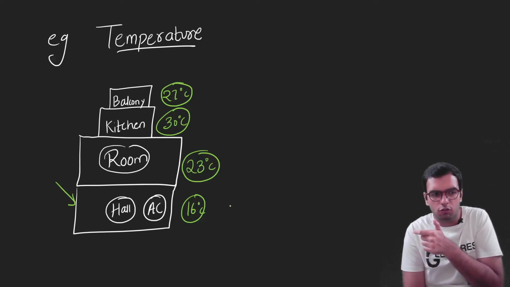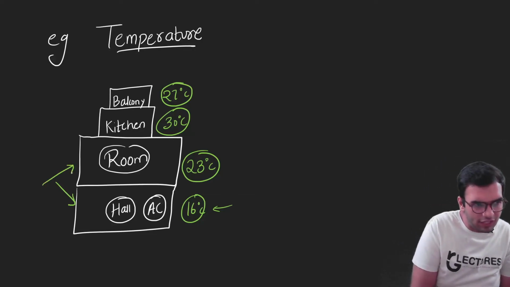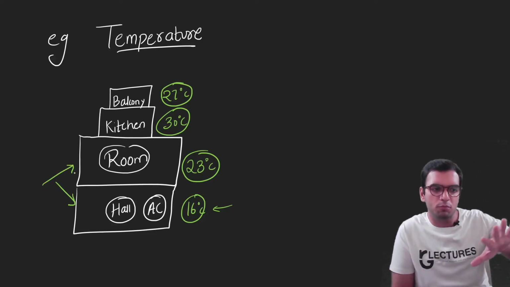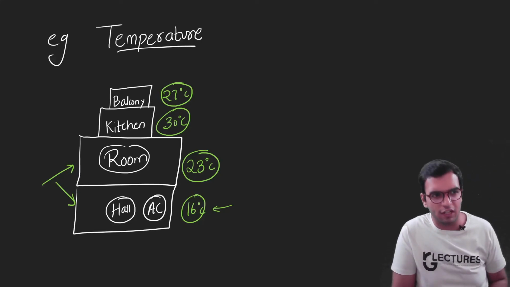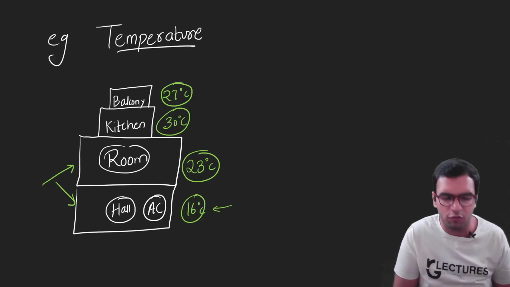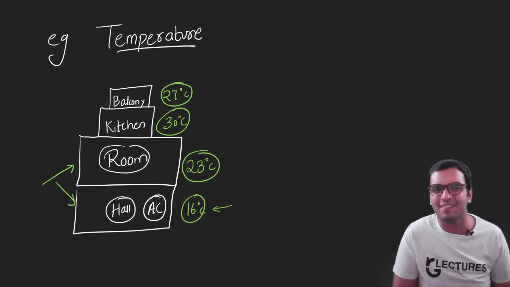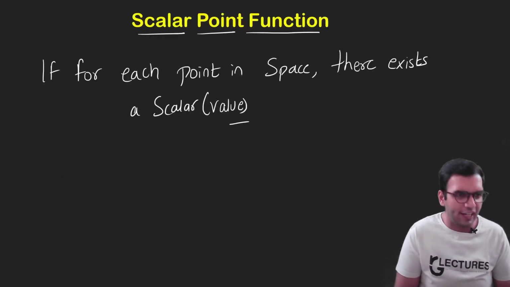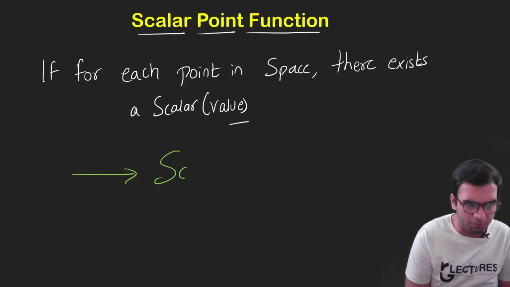Now some students say, sir, see, if I have this direction, that means the hall is in this direction, so the temperature is 16 degrees. If I say this direction is the room, then the temperature is 23 degrees. So temperature must be a vector point function. But no, this explanation is not correct. See, a scalar point function does not mean that every value will be the same.